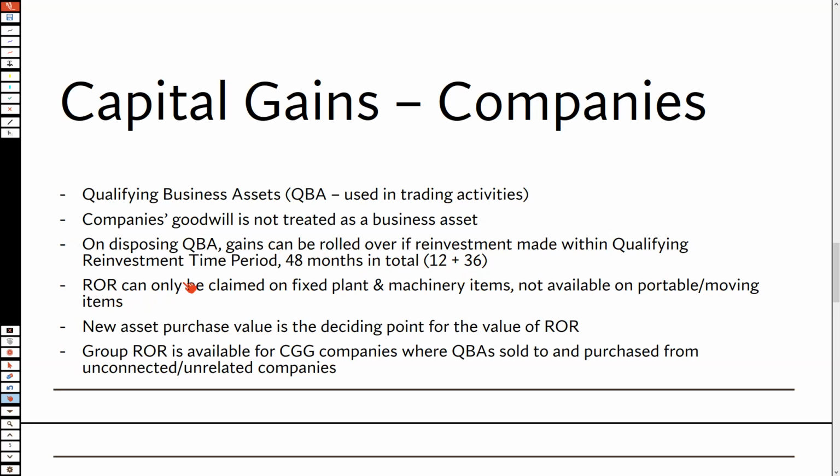Further point: rollover relief can only be claimed on plant and machinery items, but these items should not be portable or moving items. For example, a motor vehicle, although it's plant and machinery, rollover relief cannot be claimed because a motor vehicle is a portable or moving asset. So rollover relief can only be claimed on fixed plant and machinery, which is not movable or portable. It is not available on portable or moving items.